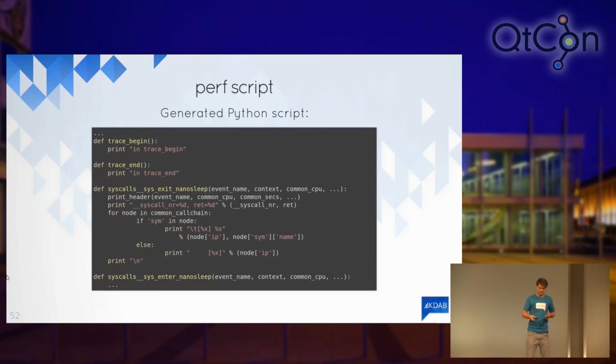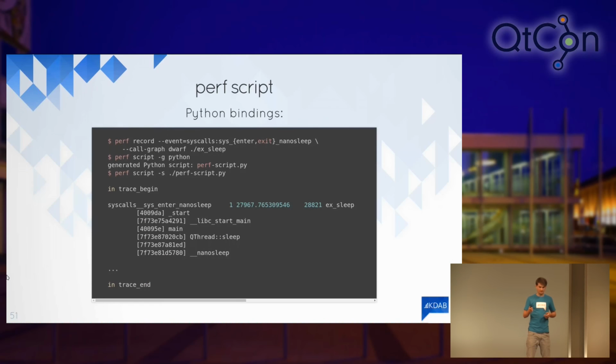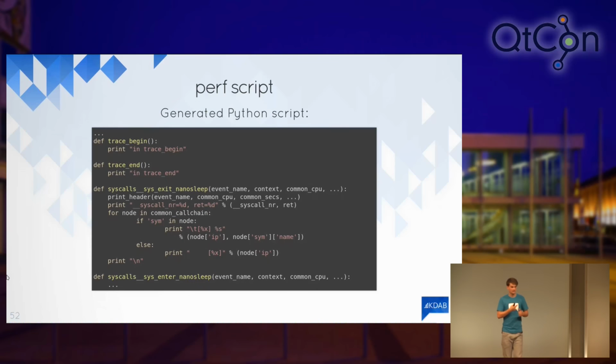So you get, in this case, I think I recorded the sys enter and exit events for nanosleep, so any kind of sleeping on Linux. And I get a trace begin and trace end function that will be called at the very beginning and very end of my little script. And then I have little callbacks essentially in my code that will be called for every event. And you can also have catch-all trace point or sampling event handlers in there. And you get all the data there. Well, actually it's not all of the data, but the data they thought is useful right now. Some of the stuff is missing, and I really hope to extend the scripting API there.